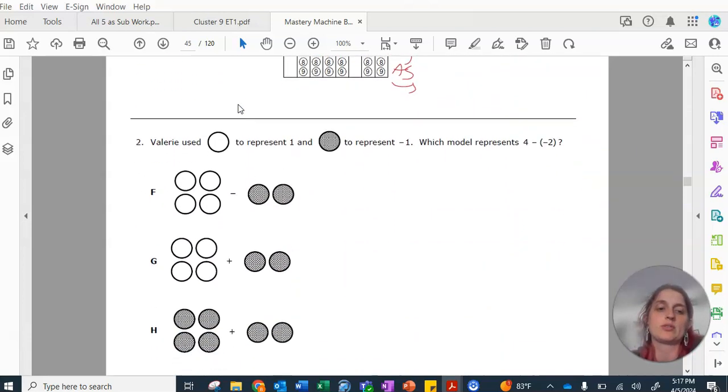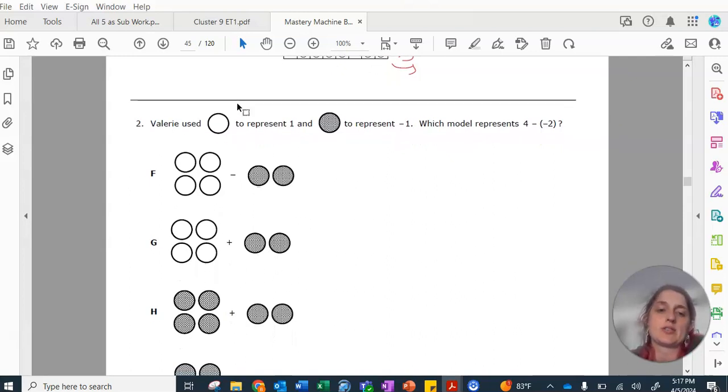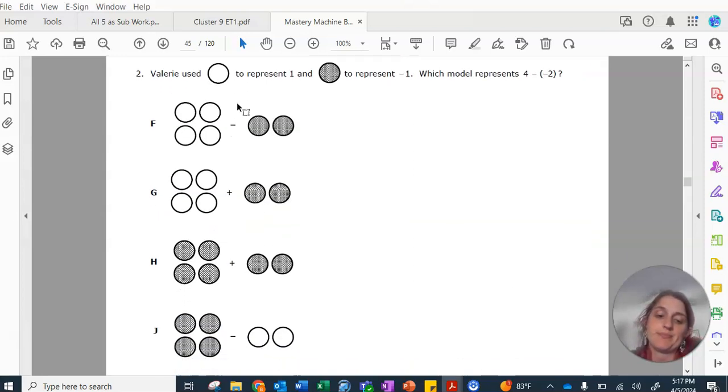For number 2, Valerie used blank circles to represent 1 and shaded circles to represent -1. Which model represents 4 minus -2? So you can match up the picture with the problem.